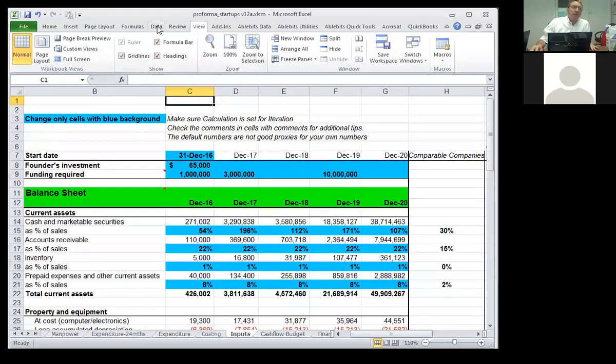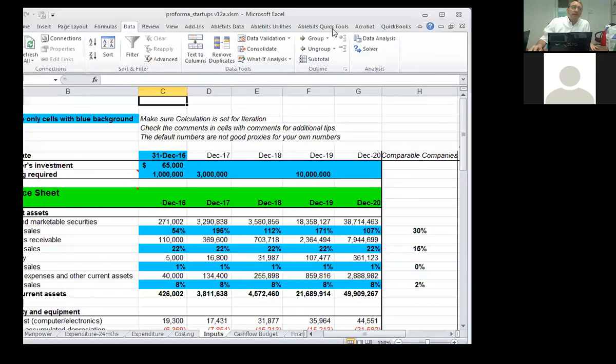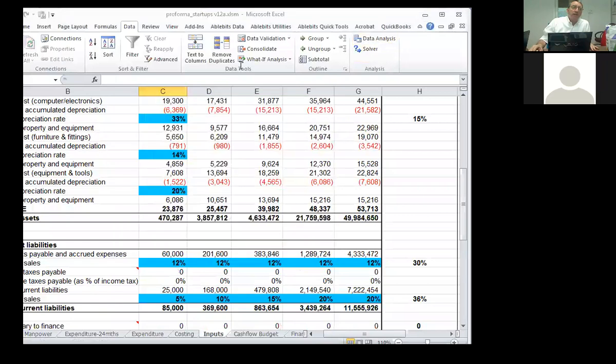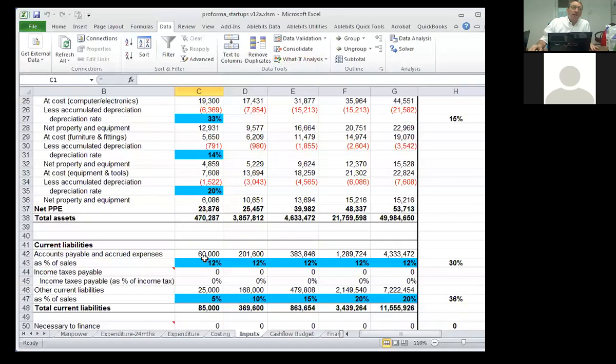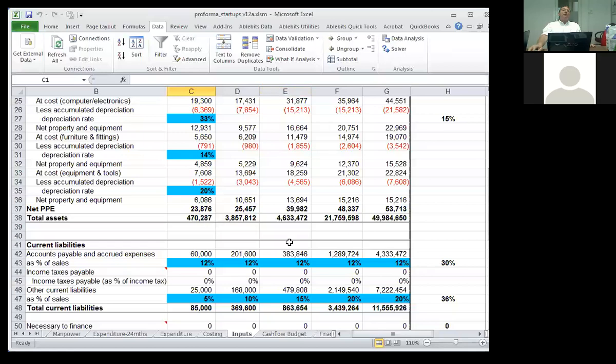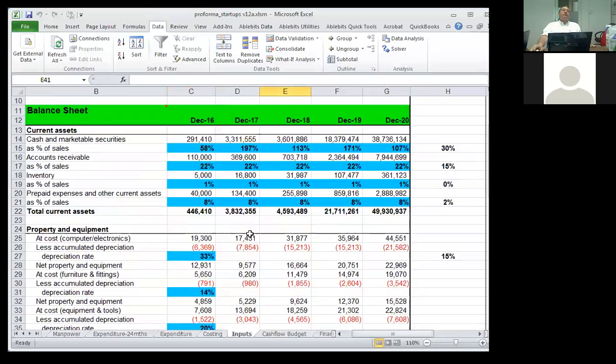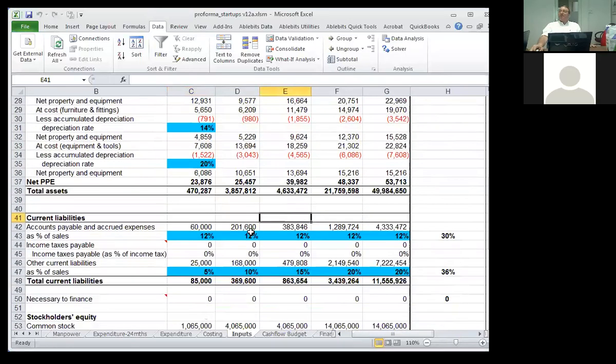Does everybody know how to use solver? You just click data, solver, and click solve, and then okay, and you see, voila, my necessary to finance is done. It's 0. What happened was the solver in the model moved your excess cash into your cash account. So the cash balance in your cash account has gone up. So now no excess cash.